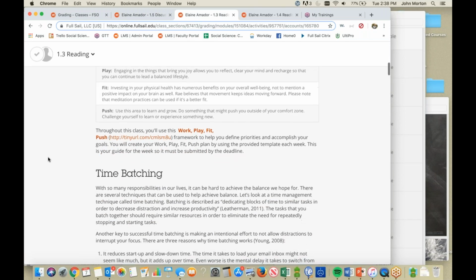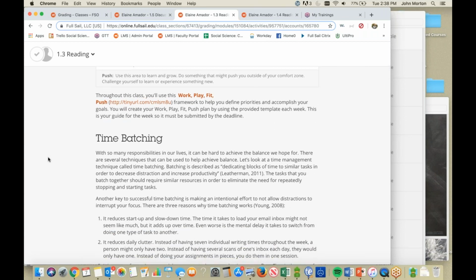You can scroll through these. The readings are related directly to the weekly quiz and also to the discussion board. So make sure that you've done the readings before you do the quiz and before you start working on your discussion board post. So it's something to think about. You're going to be asked each week to discuss topics from the readings.